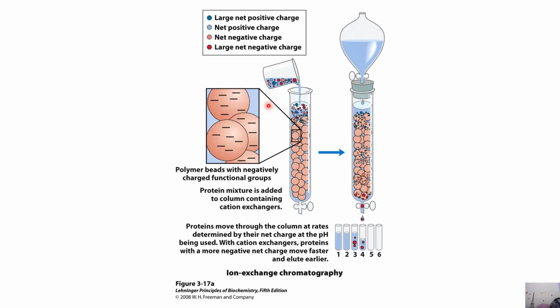What happens if the polymer beads here are already negatively charged, and then the solution that needs to be separated is poured in? The proteins which are negatively charged will get repelled by the reagents and they'll directly elute faster. Proteins with a more negative net charge will not interact with or get attracted to the negatively charged reagents. They'll be repelled, so they'll elute earlier.